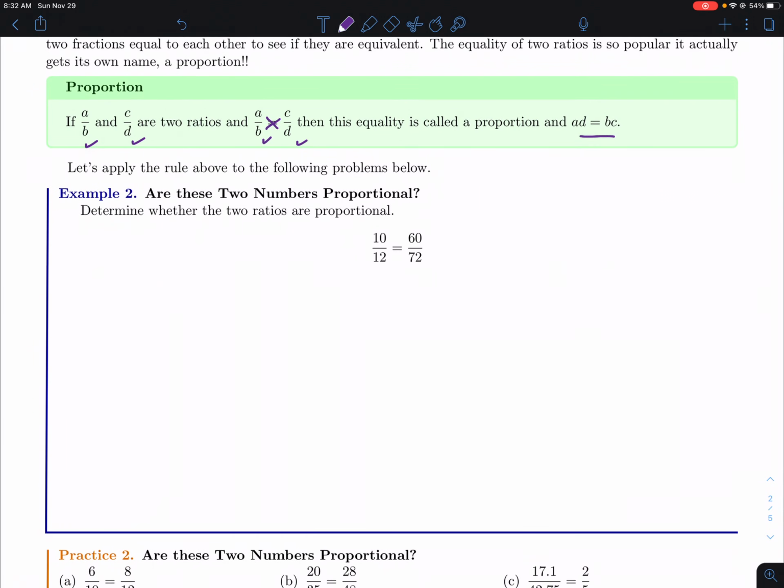With this one, we want to determine whether the two ratios are proportional. All you do is cross multiply and see if they equal each other. 72 times 10 is 720. I don't know they're equal at the moment, so I'll put a question mark in between. And 12 times 60 is also 720. So these two ratios are proportional.